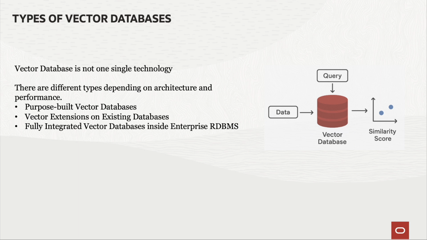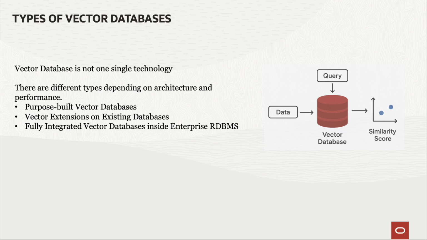Once we start working with vectors at scale, we need a place to store them and search through them efficiently. There isn't just one kind of vector database. Different organizations use different approaches depending on their architecture and performance needs. Some platforms are purpose-built and focus only on vectors. Others add vector features into existing databases so teams can keep their current systems and toolings. And then we have the fully integrated enterprise databases where vector search sits alongside everything else: transactions, analytics, security, governance.